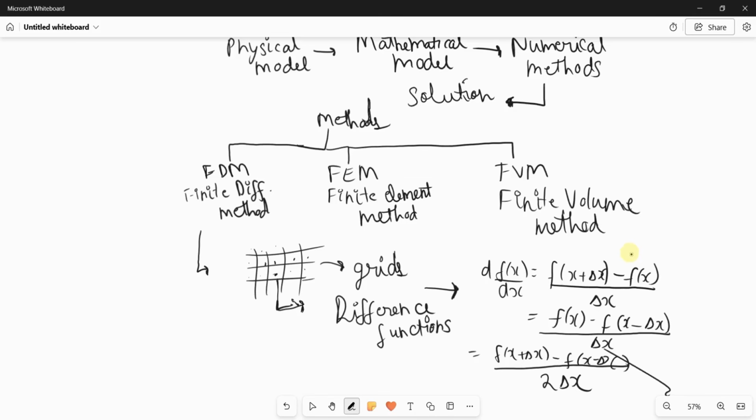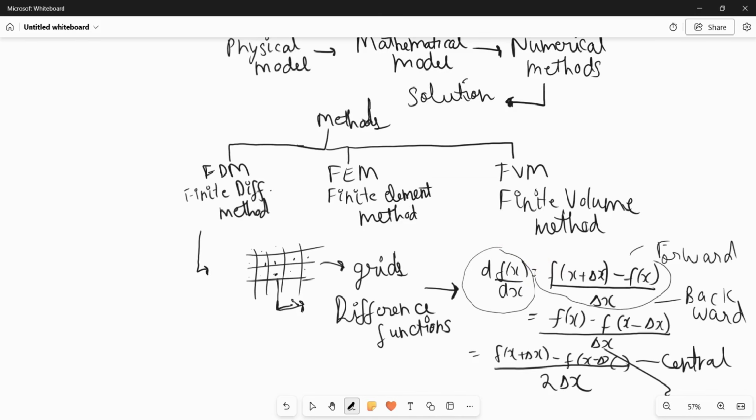This is called forward difference. This is backward difference, and this is your central difference. Each of them can be used in order to find values of each parameter. So in short, your FDM is used to find a general slope or gradient within the grids in order to find values using the difference functions, right? So you are finding the slope using difference functions. That in general is your FDM method.